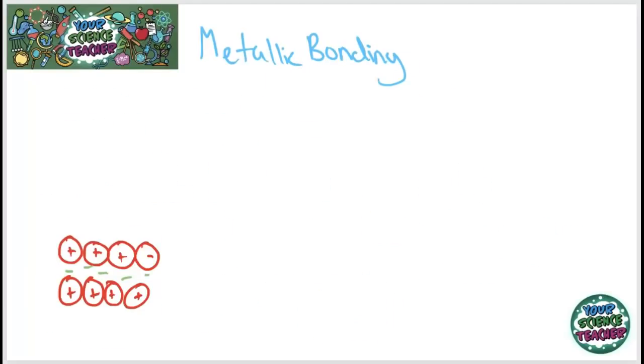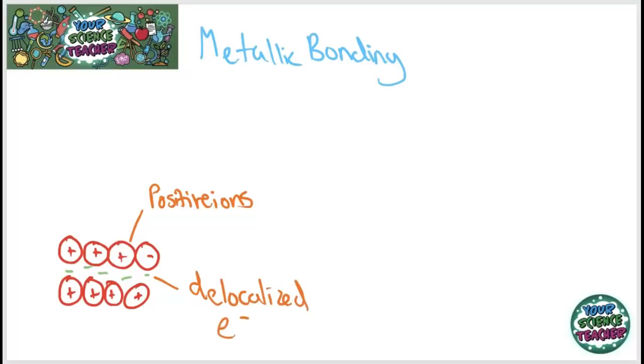The last type of bonding we're going to look at is metallic bonding, which, it's in the name, happens in metals. And the key features of metallic bonding is you have these positive ions, and in between your layers of positive ions you have a sea of delocalized electrons. And these delocalized electrons can move freely throughout the structure, and this means that metallic structures can conduct electricity and heat very well.